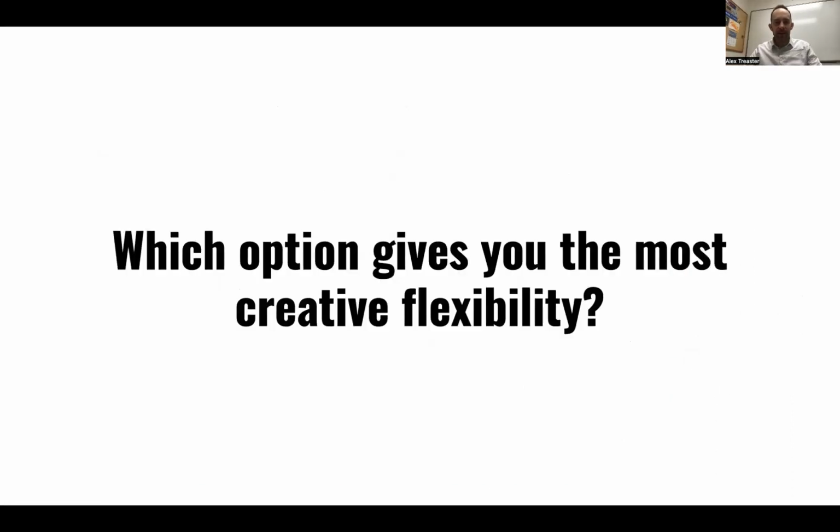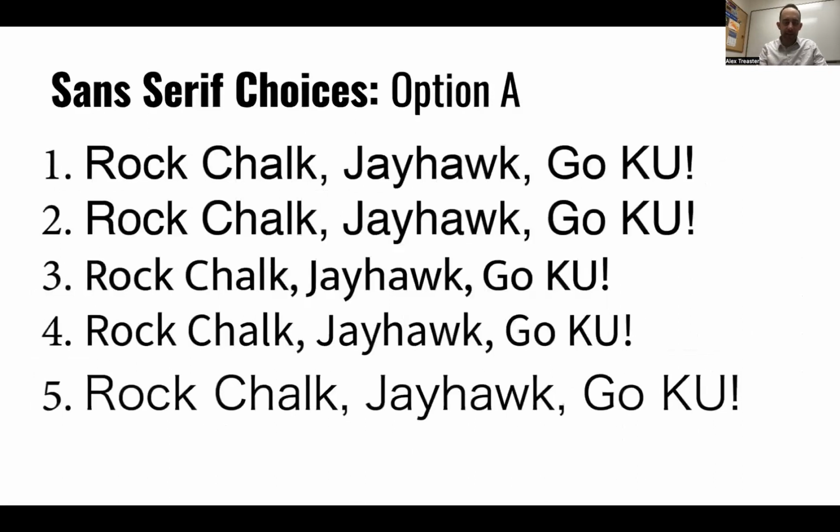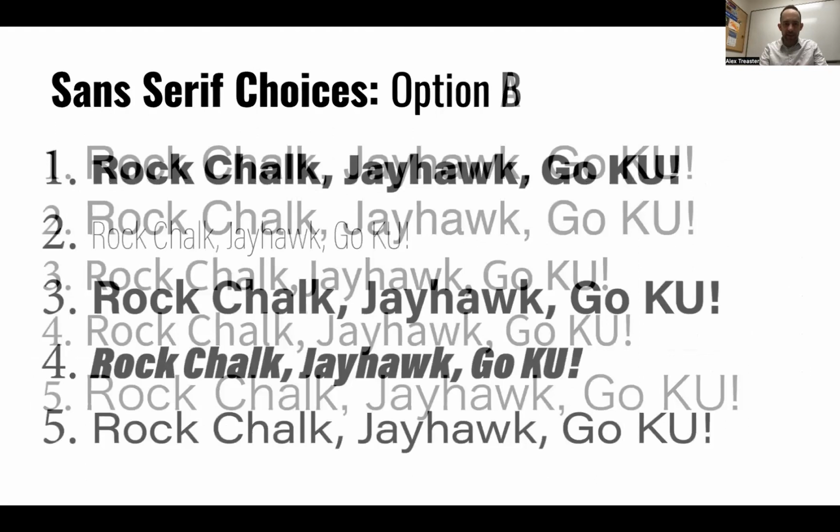Okay, let's take a look at which option gives us the most creative flexibility. So I'm going to show you a few different choices here. Looking here, this is option A. So this is all one font with different weights. So keep this in mind. Then we'll go here to option B.